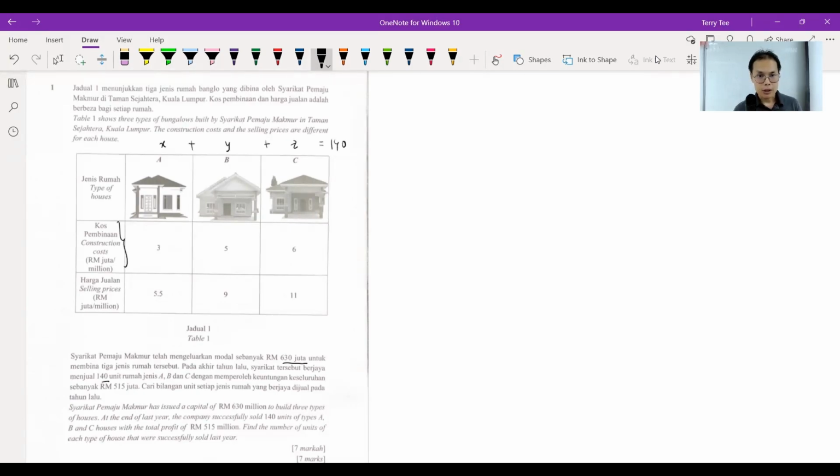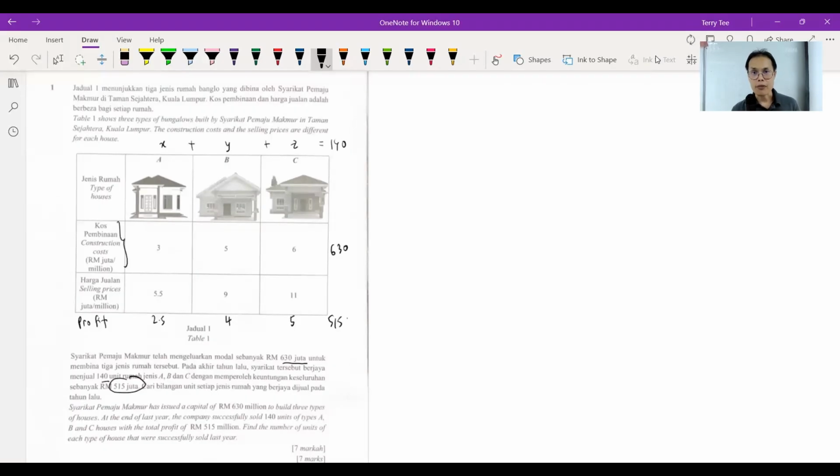All right, and then memperolehi keuntungan 515 juta. So now to find the profit or keuntungan, we take the difference between the selling price and the construction cost. 5.5 minus 3 is 2.5. 9 minus 5, you get 4. 11 minus 6, the difference is 5. So this is a cost and this is a profit, and total profit is 515 million. And your total cost is 630 million. So they're all in million.